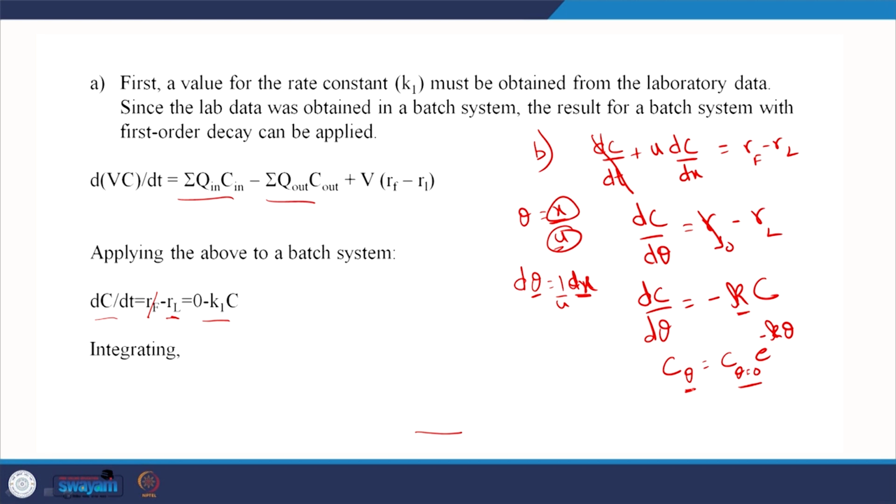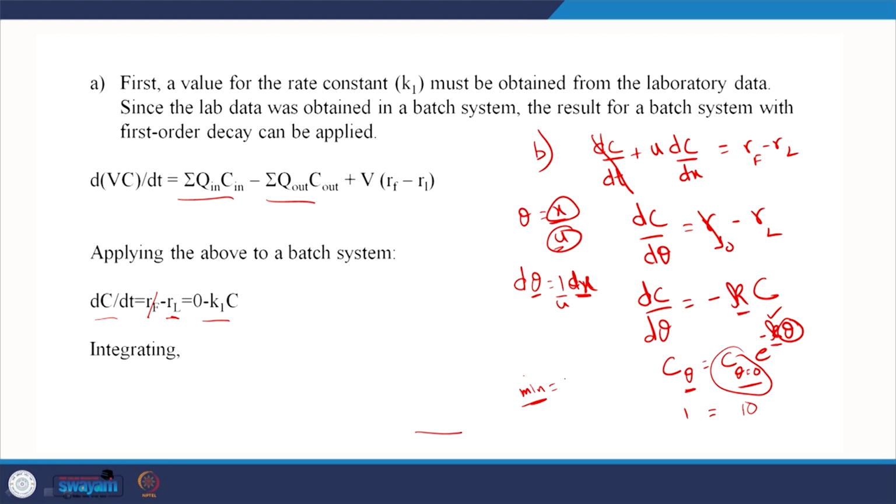So, we know that initial one is 10, final one is 1. So, k is something that you know. So, you can calculate theta in terms of what is it now, because this is minute inverse. So, you can calculate theta in terms of minutes. So, that is how you do it.